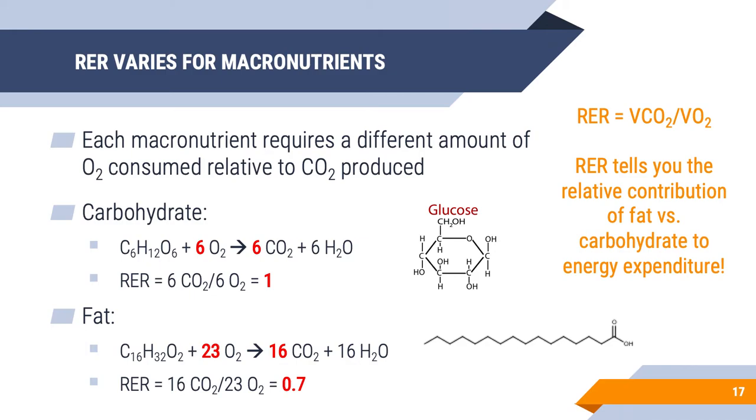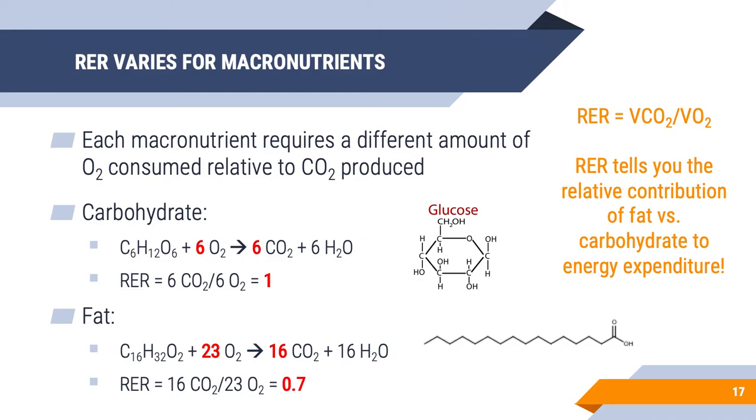Basically, if we go back to our chemistry roots, think about stoichiometry, we can look at the oxidation of glucose. So for carbohydrates, we're looking at C6H12O6, which is glucose. And in order to break that down into carbon dioxide and water, we require 6 oxygens and 6 carbon dioxides. So when we put that into our RER equation, what we see is that we have 6 carbon dioxide divided by 6 oxygen, which is equal to 1. So 6 divided by 6 equals 1.